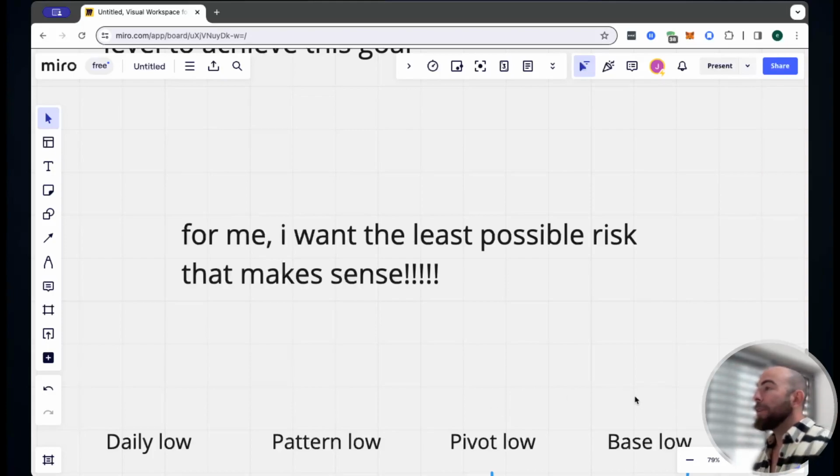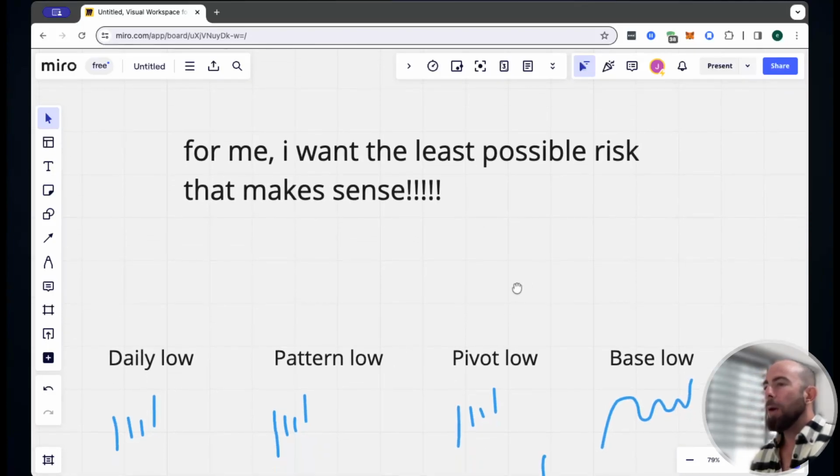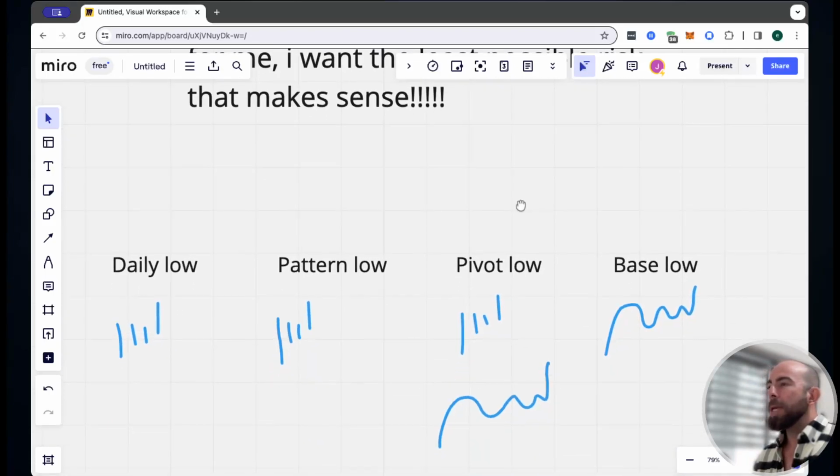And sometimes if the base is really tight, usually it's not, I will use it below the base. Because if the base itself is less than 10%, very tight, which usually doesn't happen, you can actually use the base low. But many times you will see me use either the daily low or the pivot low, sometimes pattern low, and very seldom below the base low. So let's see how this looks like in me drawing it.